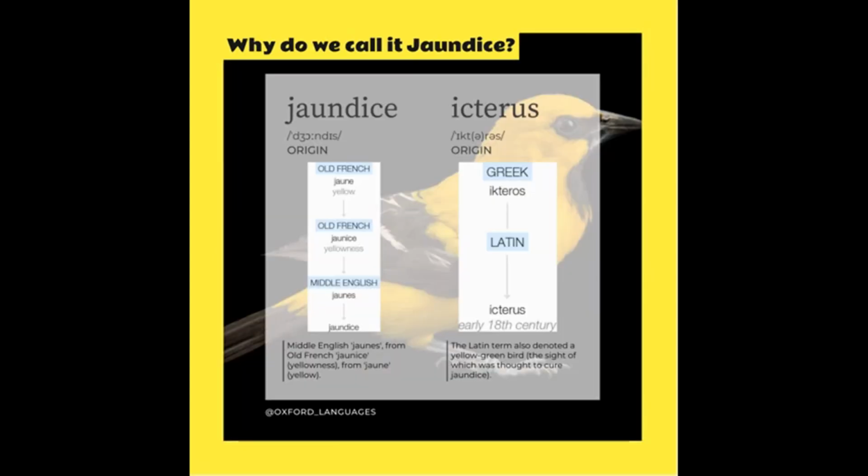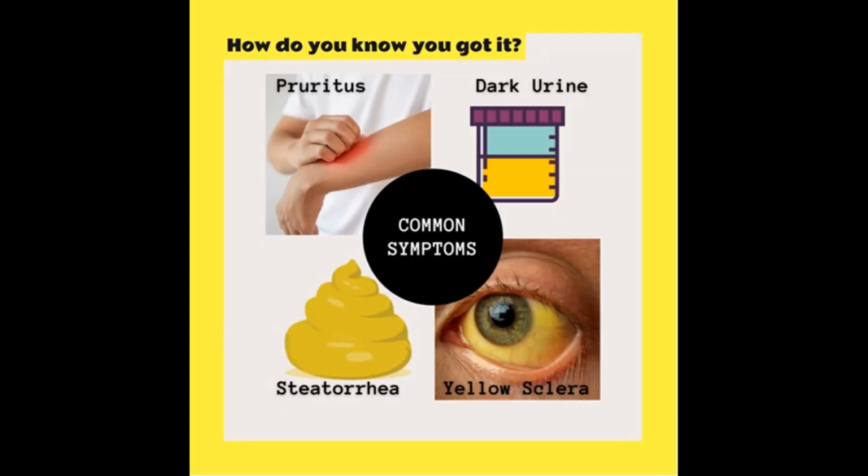Why do we call it jaundice? Well, the old French called it jaune, which meant yellow, and then it derived into Middle English as jaundice, and now it is called jaundice. Jaundice is also known as icterus, as the Greeks called it, and the Latin use of the term also denoted a yellow-green bird, the sight of which was thought to cure jaundice.